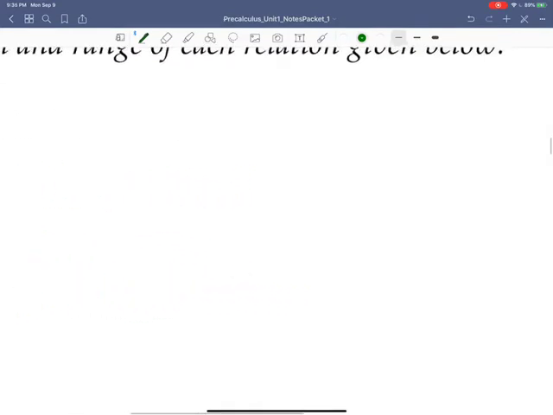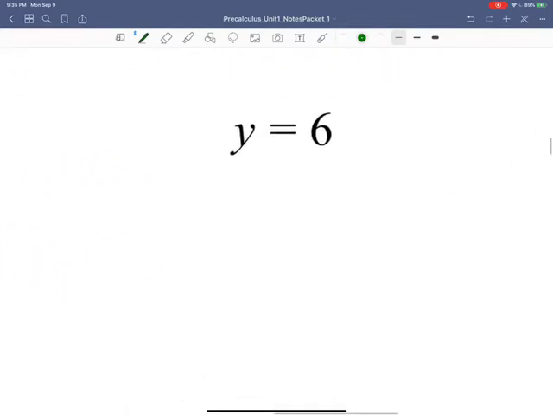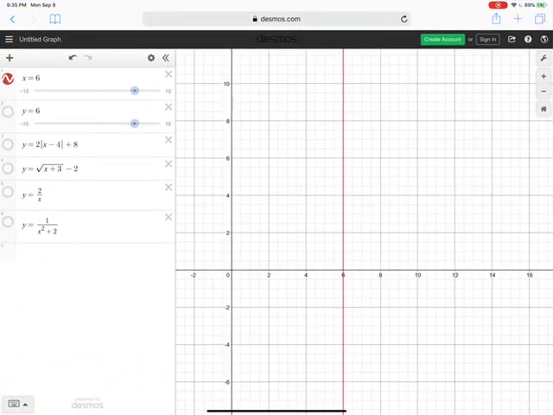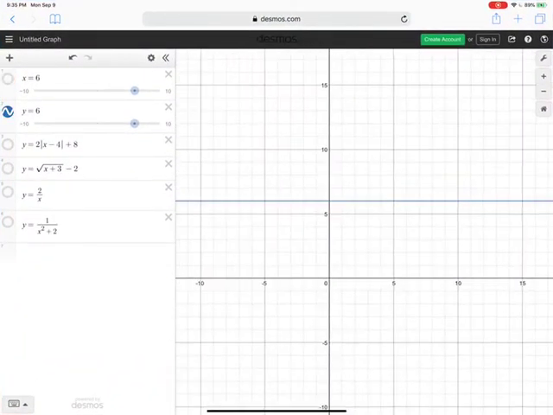Now let's look at y equals 6. So x equals 6 has a graph that's a vertical line. Y equals 6 has a graph that's a horizontal line. Here, the range has only one value, 6, so we use set notation. The domain has every real number, so we can write all real numbers, or we can write negative infinity to positive infinity. Here's what the graph of y equals 6 looks like. It's just a horizontal line.